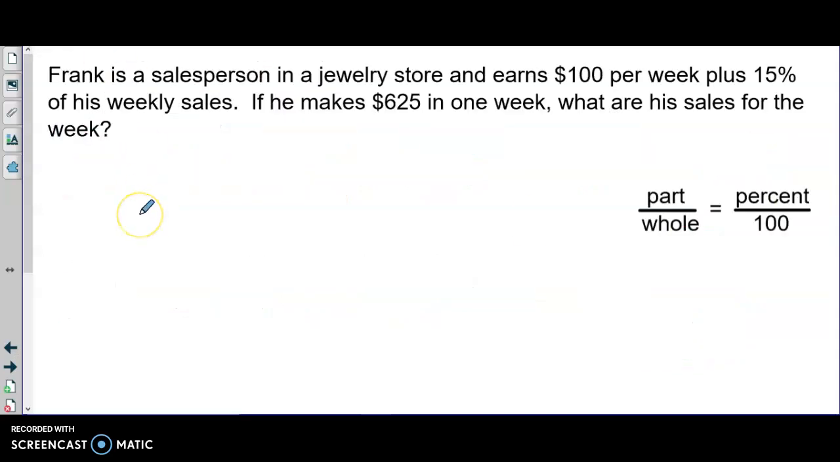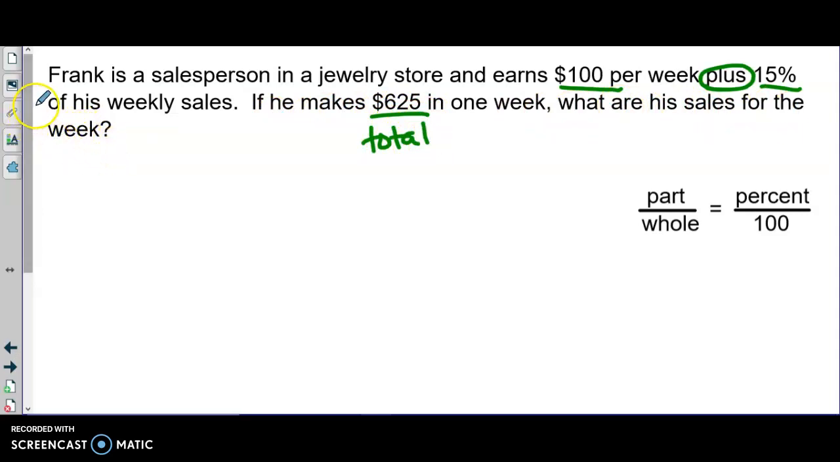All right, Frank is a salesperson in a jewelry store and earns $100 per week plus 15% of his weekly sales. All right, if he made $625 in a week, that's the total. What are his sales of the week?